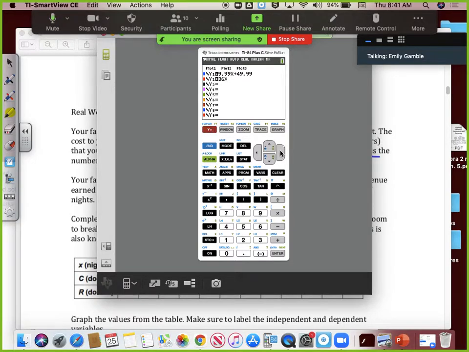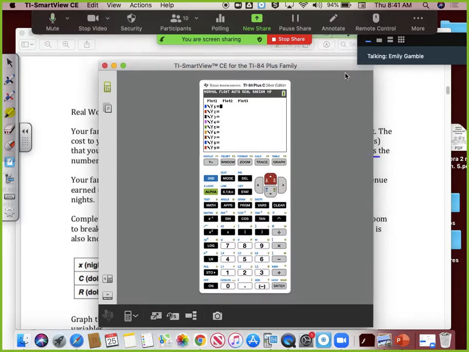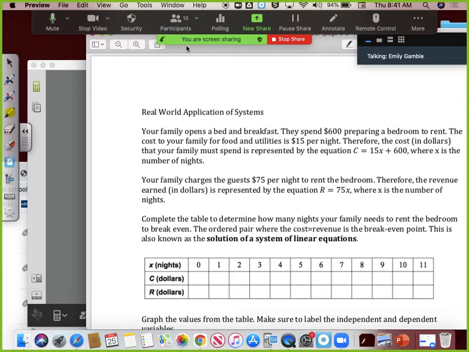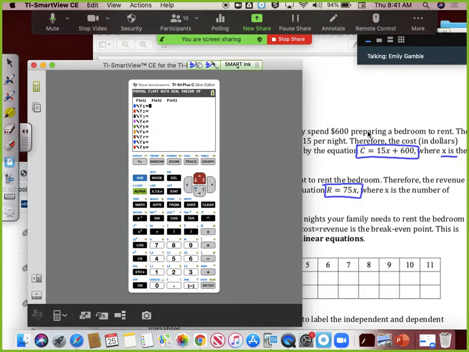Right now I have two equations in there. They're actually the equations from the linear fitness activity, so I'm going to erase those. The equations I'm going to put in are the two equations that they give us in the problem. They don't use x and y, they use c and x and r and x. But the c and the r represent y, so it's really like y equals 15x plus 600. And if you have a graphing calculator, either on your phone or a physical one, please follow these steps with me.